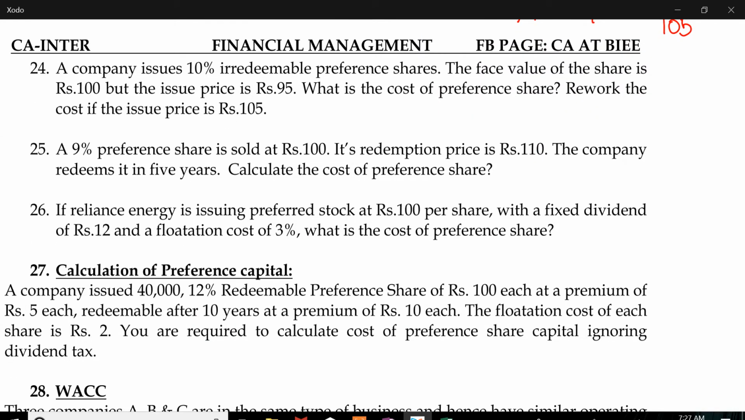Any doubts on 25? Do 26. 26, 27, complete all of them. Any doubts on question 25? Anybody needs any explanation on 25? Do 26 then.